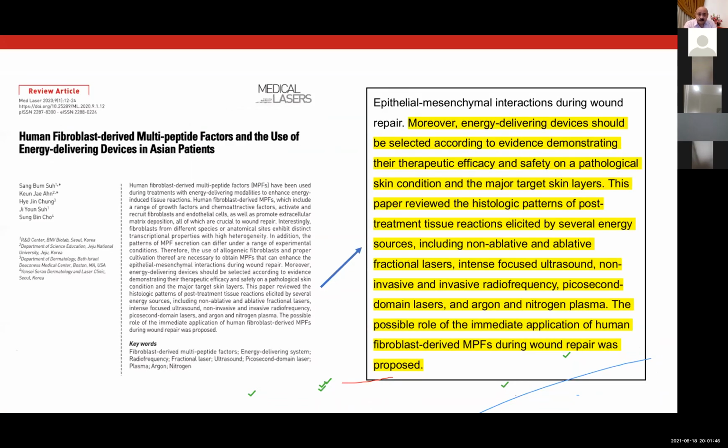And this was another study which was talking about human fibroblast-derived multiple peptide factors and the use of energy-based devices in Asian patients. We can see that they found that the microneedling radiofrequency was associated with very significant production of human fibroblast-derived MPFs during wound repair. And this was happening in a very safe way because the heat generated with the microneedling radiofrequency is very controlled and it's not associated with any type of side effects.